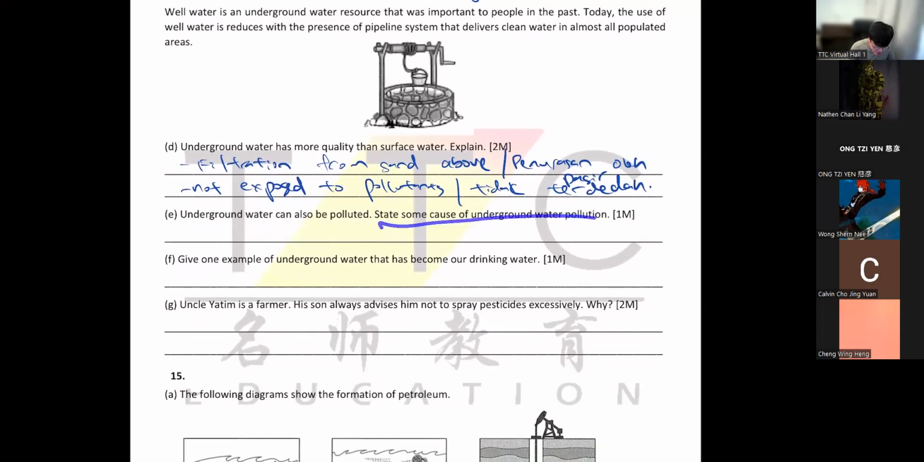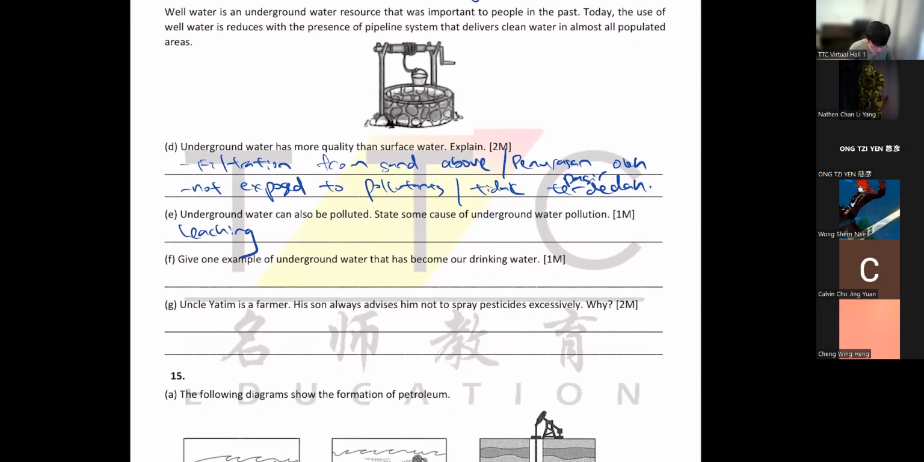Some causes of underground water pollution. Okay, this is, you can say, leaching. I don't know what leaching is called in BM. Basically, when you have fertilizer on farmlands, when it seeps into the ground, that's what we call leaching. Yeah. Dead bodies or rubbish, that's how you get leaching too.